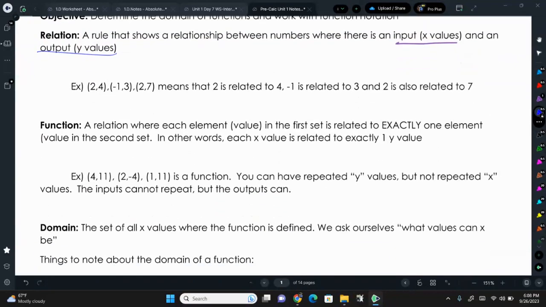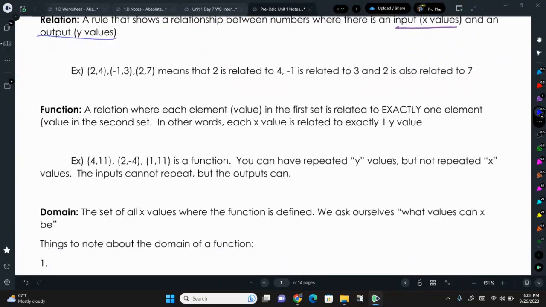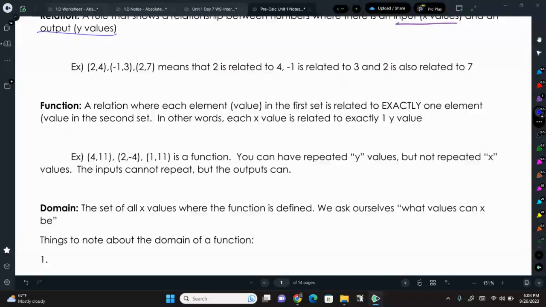So an example of a relation could be these three ordered pairs: (2, 4), (-1, 3), and (2, 7). So that means 2 is related to 4, -1 is related to 3, and 2 is also related to 7. So the input value of 2 is related to the output values 4 and 7.